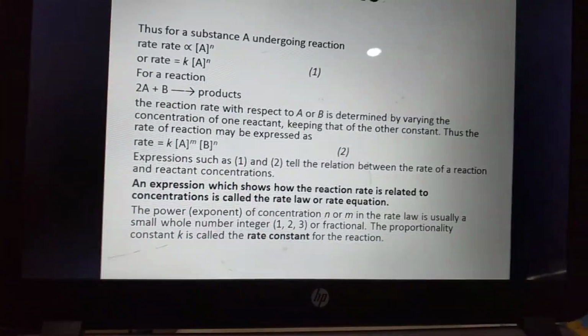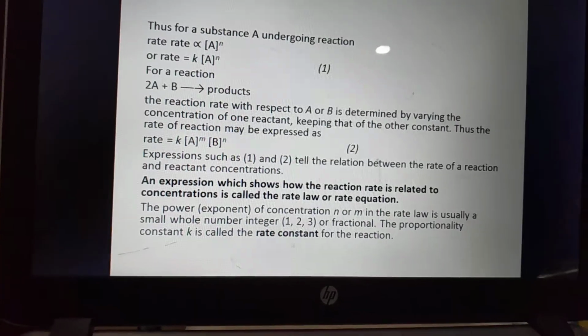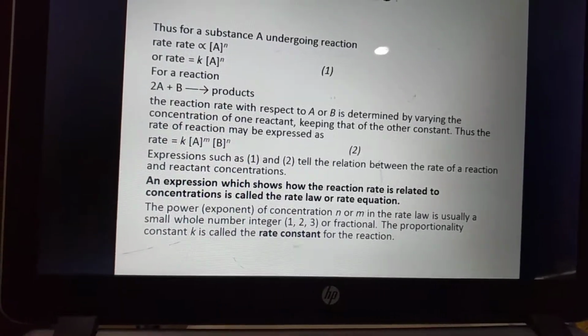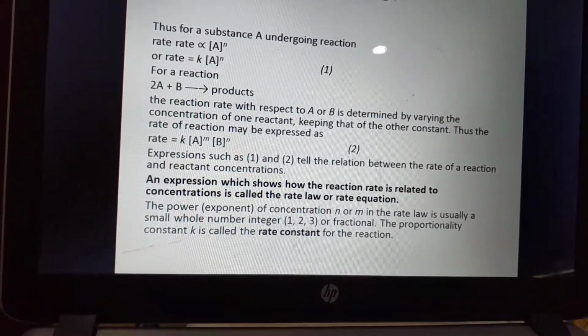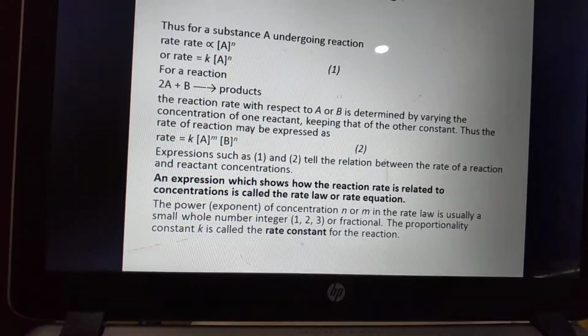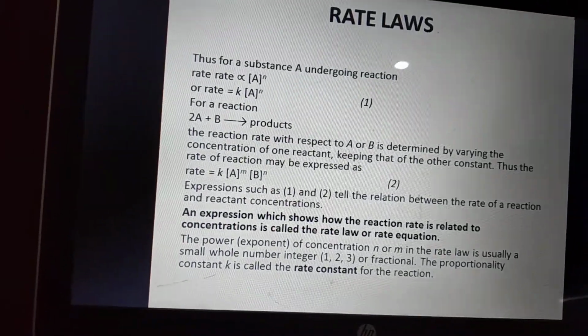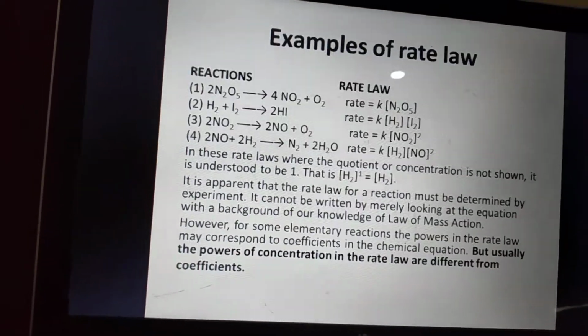The powers or exponents of the concentrations, n or m or 1 or 2, in the rate law are usually small whole numbers, that is integers such as 1, 2, 3, or fractional values. The proportionality constant K is called the rate constant, for the above given reactions.